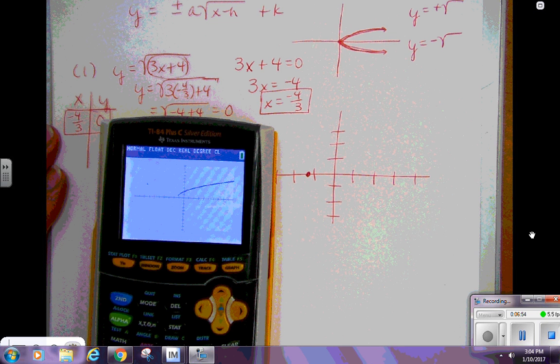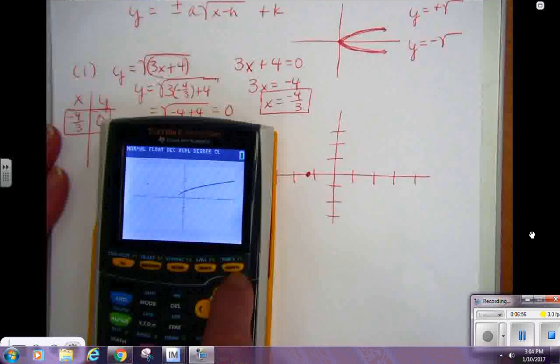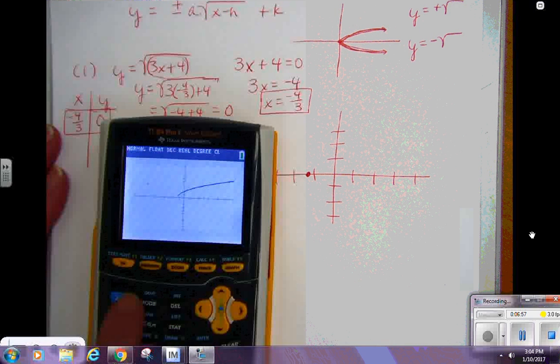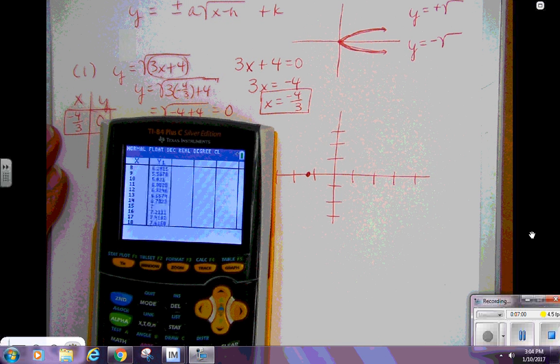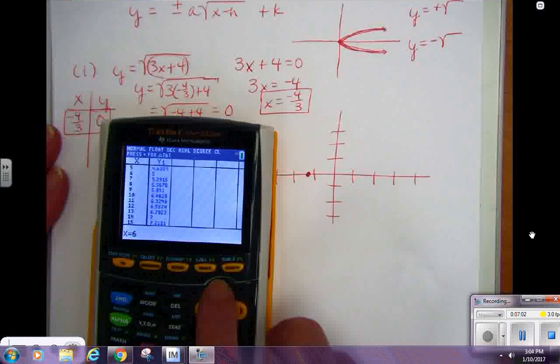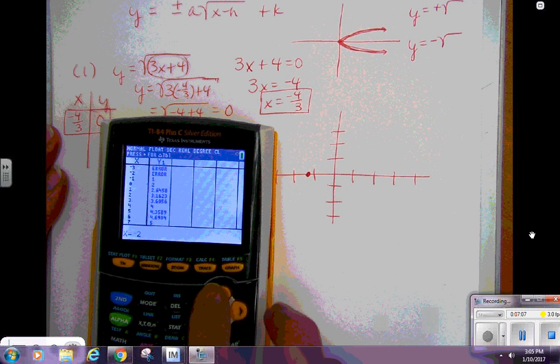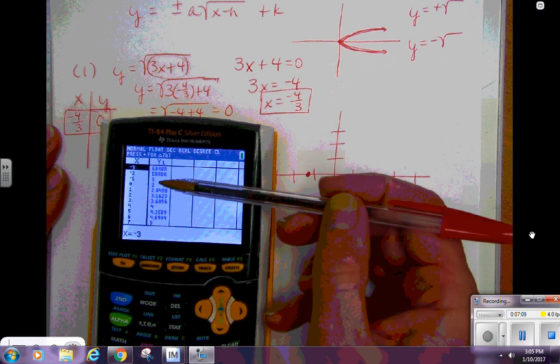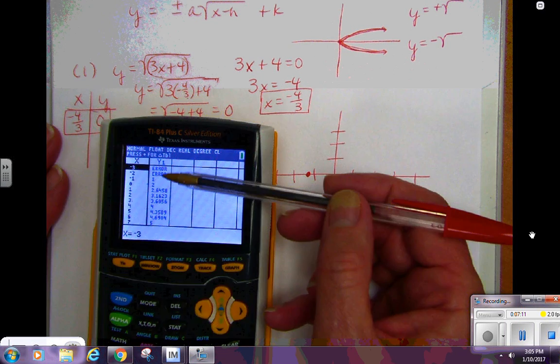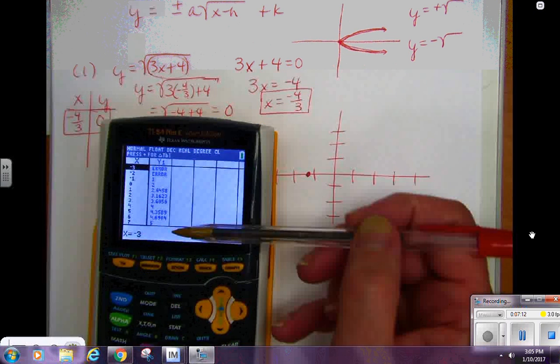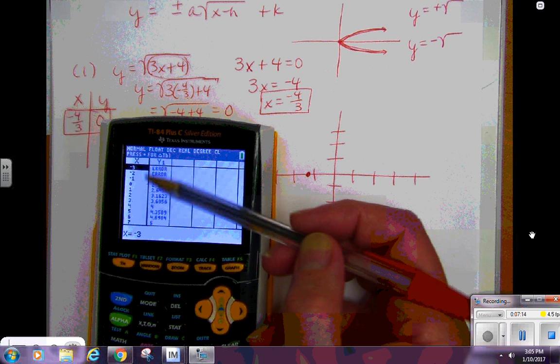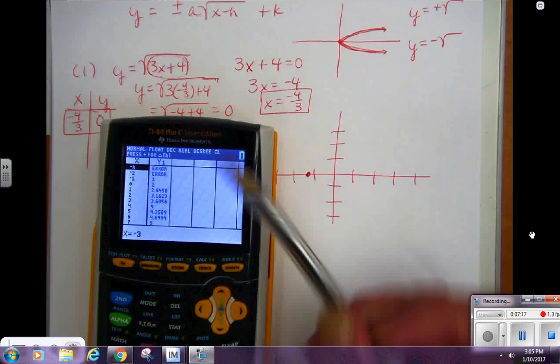So to get those values, I'm going to go to my table. So I'm going to press second, table, and if I move up, there we go. So you can see anything that's less than negative 1, I get an error for because that gives me i's. But I have a negative 1, 1, and a 0, 2.